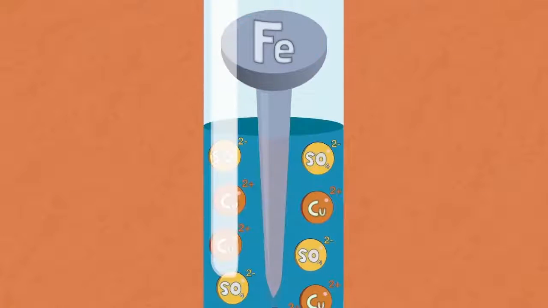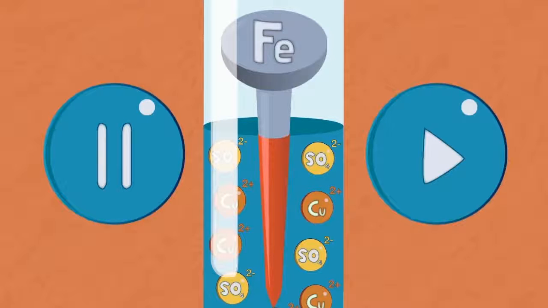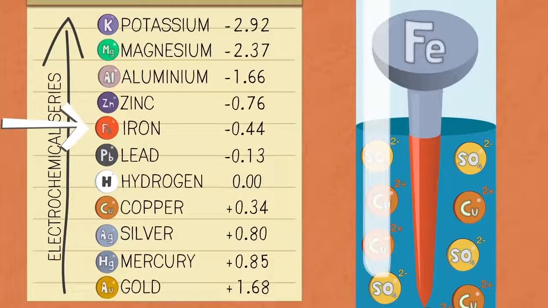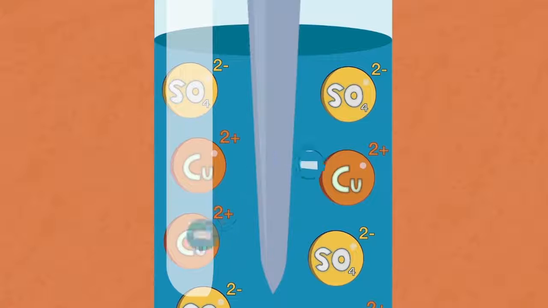Here's a challenge. Can you explain why the iron nail formed a copper coating when it was placed in a solution of copper sulfate? Pause, think and continue when ready. The correct answer is that the iron is higher in the electrochemical series, so it gave away its electrons to the less reactive copper 2+ ions in solution.